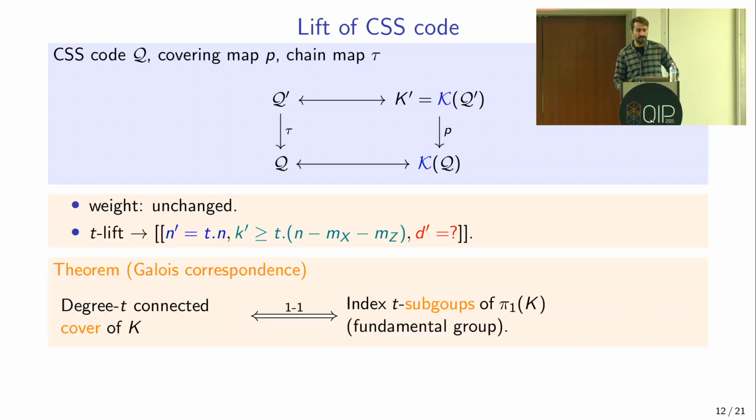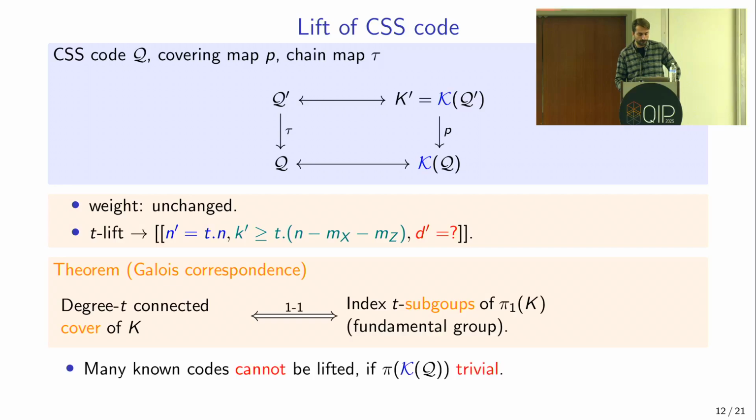So now, what about the existence of lifts for quantum codes? For this, we have to rely on the following theorem that is a very classical theorem in covering spaces. It is called the Galois correspondence, which tells you that the degree T connected covers of a space K are in one-to-one correspondence with the index T subgroups of the fundamental group of the space. And you can think of the fundamental group as the group of loops that you can draw on this space, with the group operation being the concatenation of loops. This is enough here for this talk.